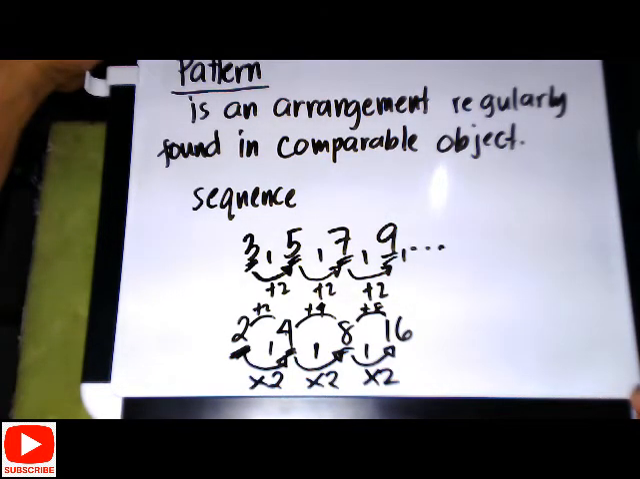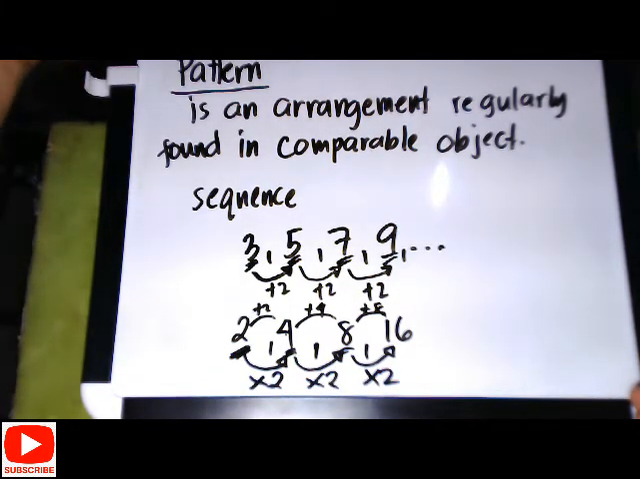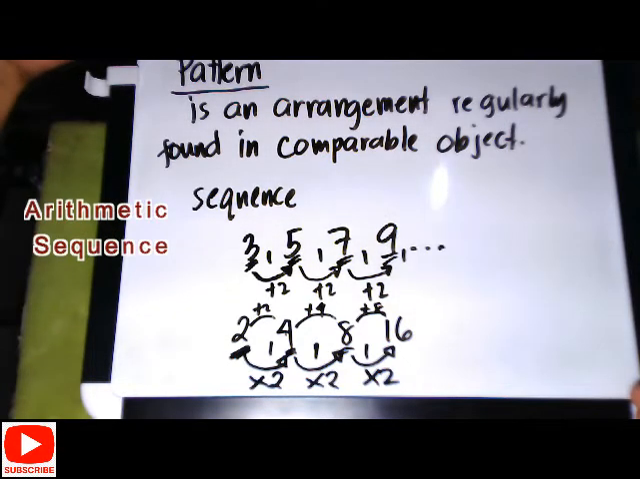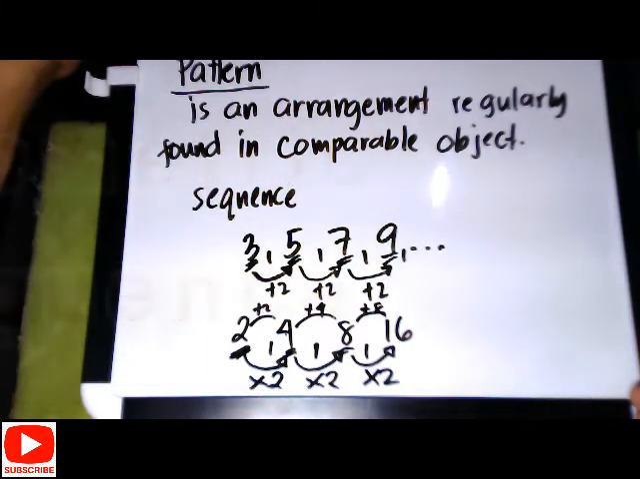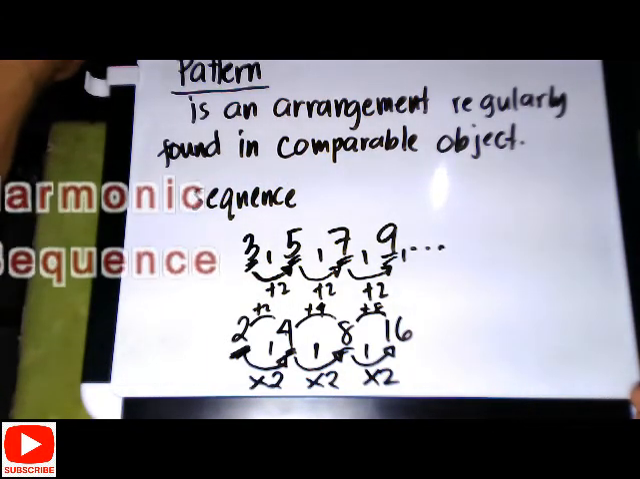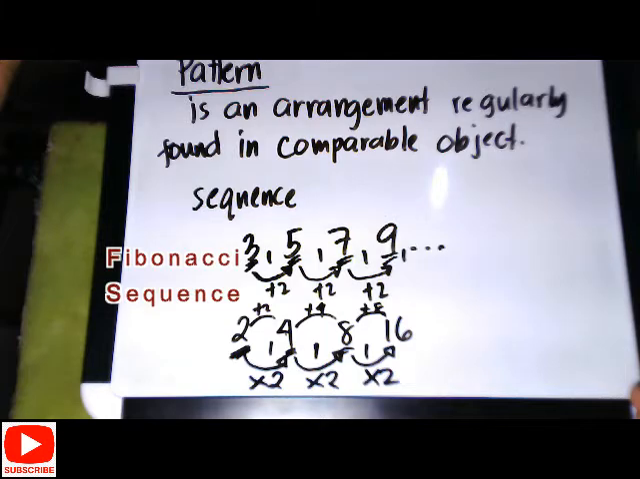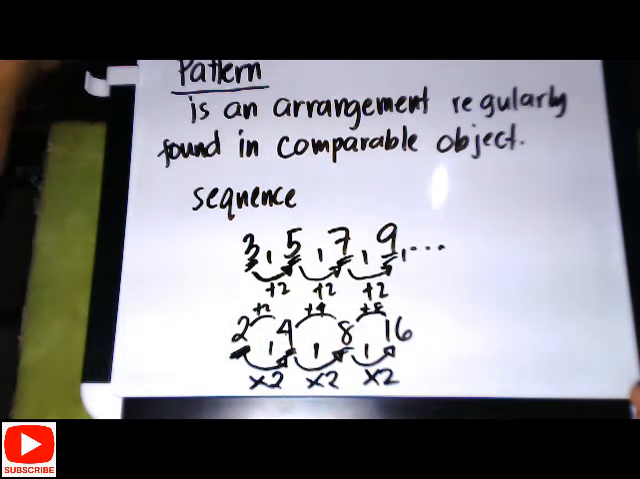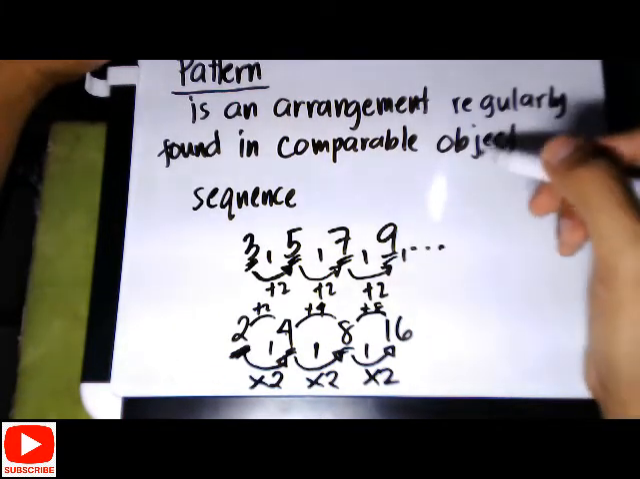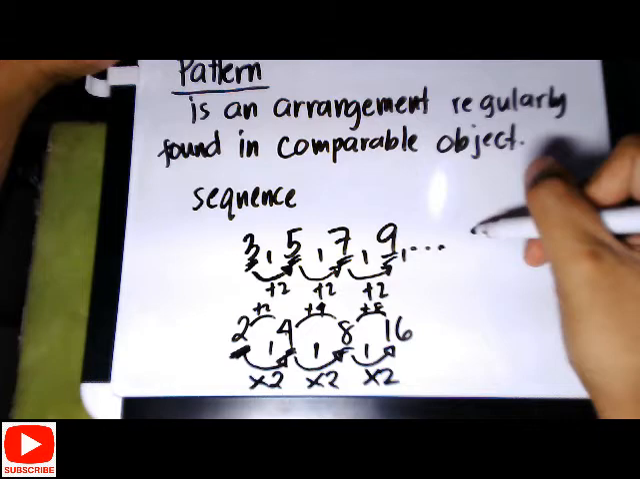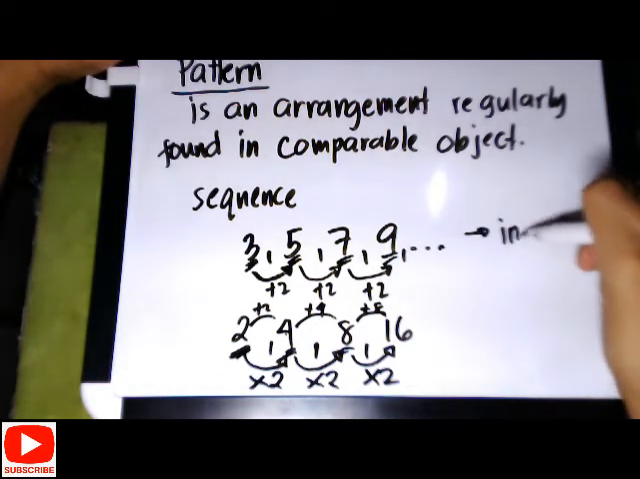So in mathematics, there are many different types of sequences, like arithmetic sequence, geometric sequence, harmonic sequence, and Fibonacci sequence. There are also books that consider another sequence like square sequence, triangle sequence. There is a kind of sequence here. This is what we call the infinite sequence. Infinite.